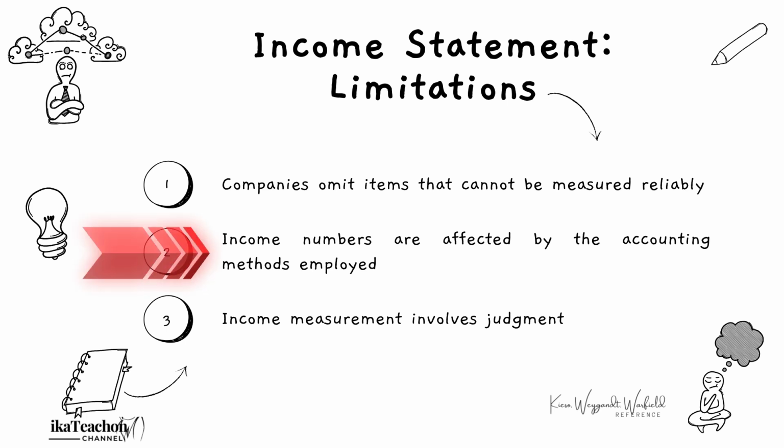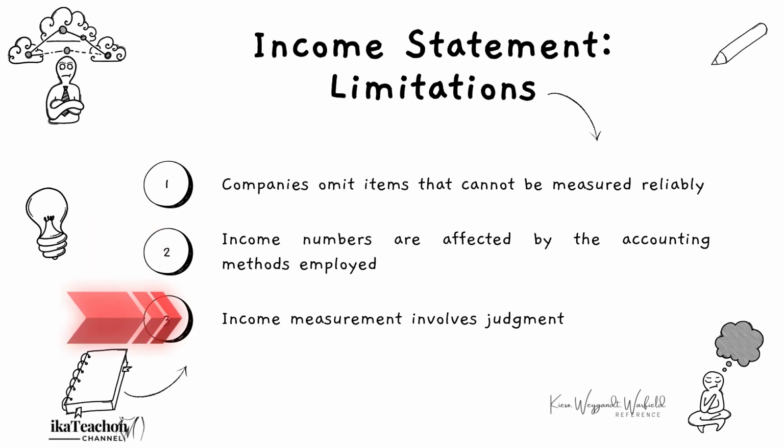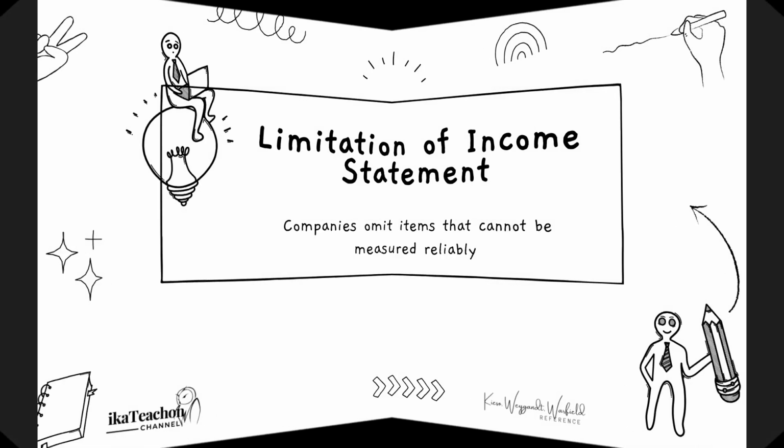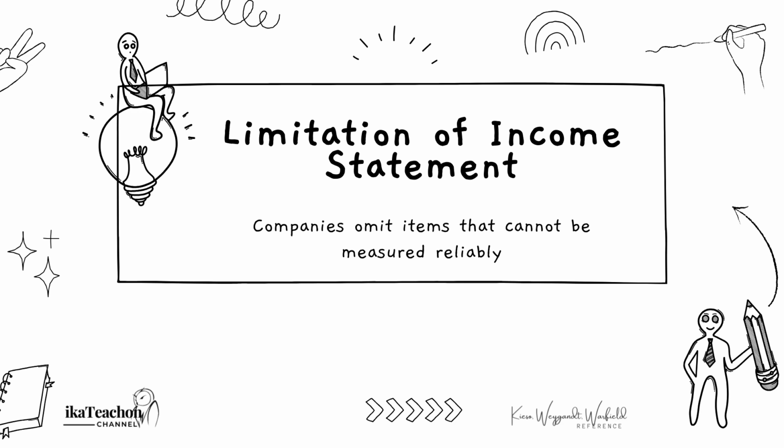The other limitation is that numbers in income statements involve the judgment of the accountant. For more details, let's discuss them one by one. The first limitation is that the income statement does not contain all company activities. Actually, this limitation is also found in other types of financial statements, especially the financial position.